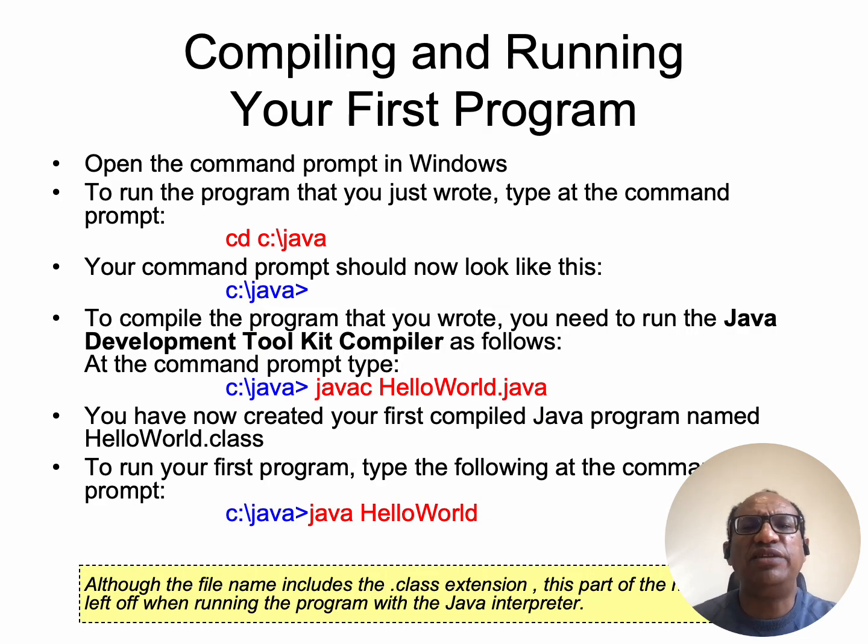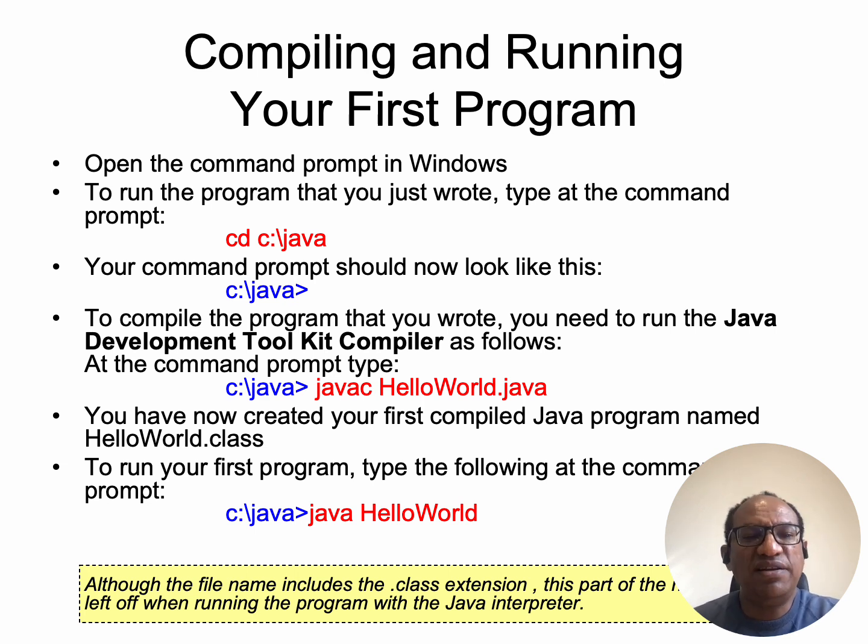Now let's compile and run our first program. Open the command prompt, or a terminal on Mac OS. Navigate to your Java directory by typing cd and your path, in this example C:\Java. Compile the Java program using javac space HelloWorld.java. You should use the extension .java when you compile.